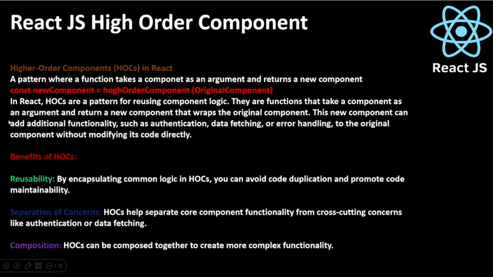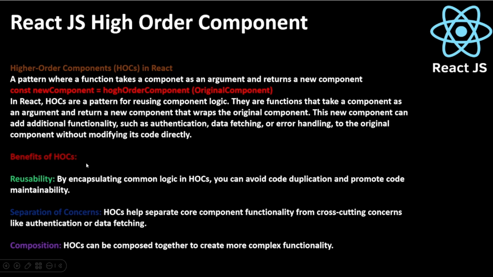So here, what is the higher order component? A pattern where a function takes a component as an argument and returns a new component. How can you do it? const new component = higher order component. Sorry guys, in here an "i" is missing. There is a spelling mistake. Sorry for that. So the higher order component takes the original component.